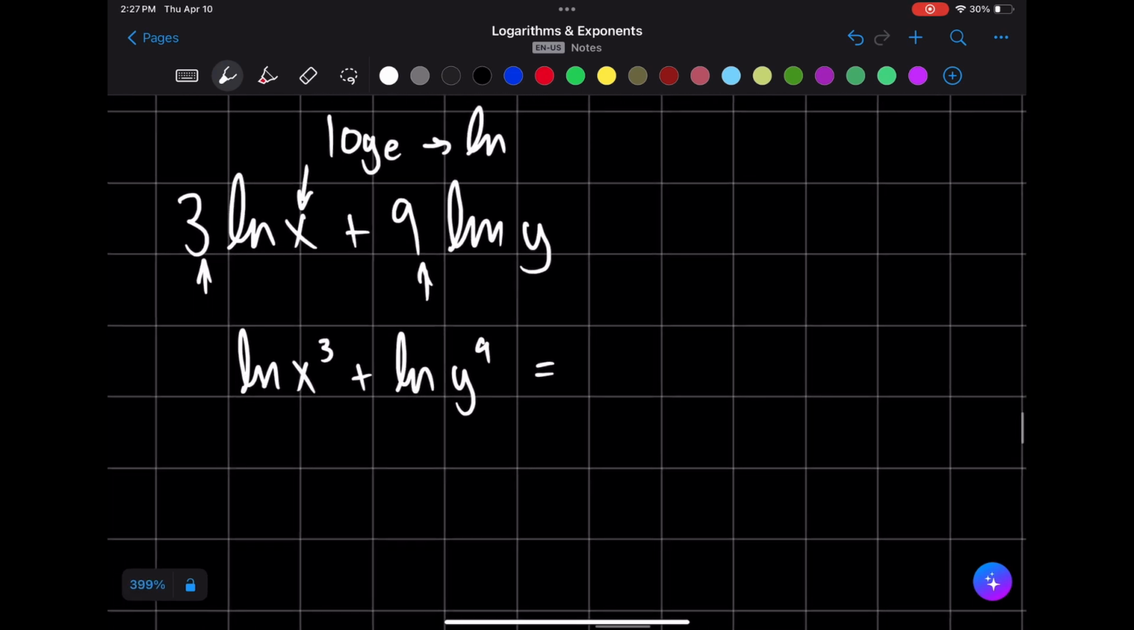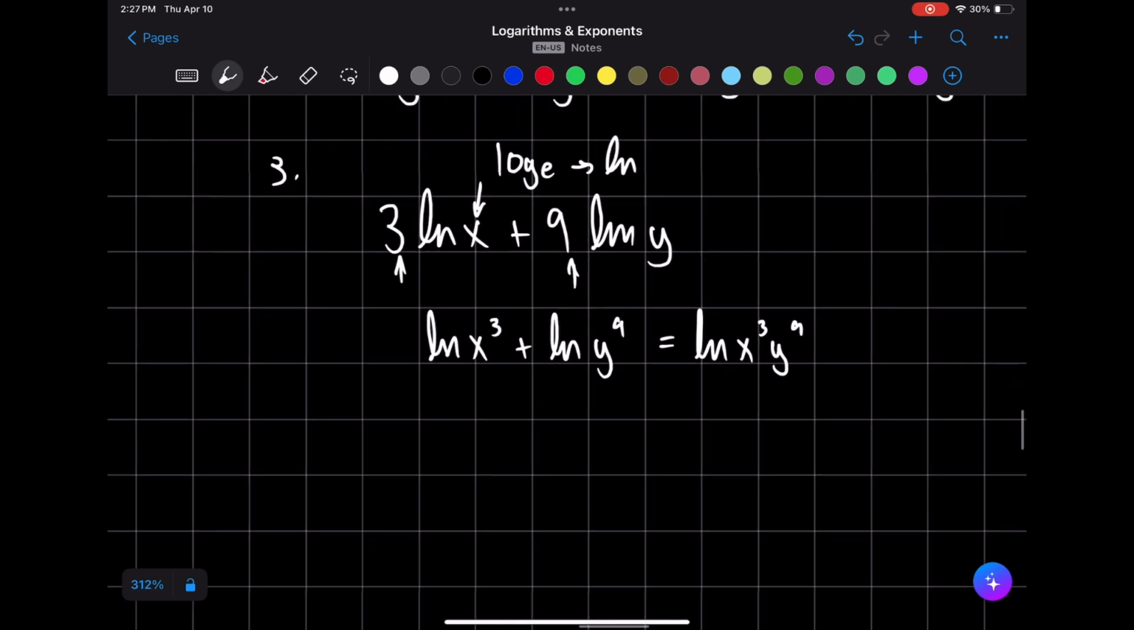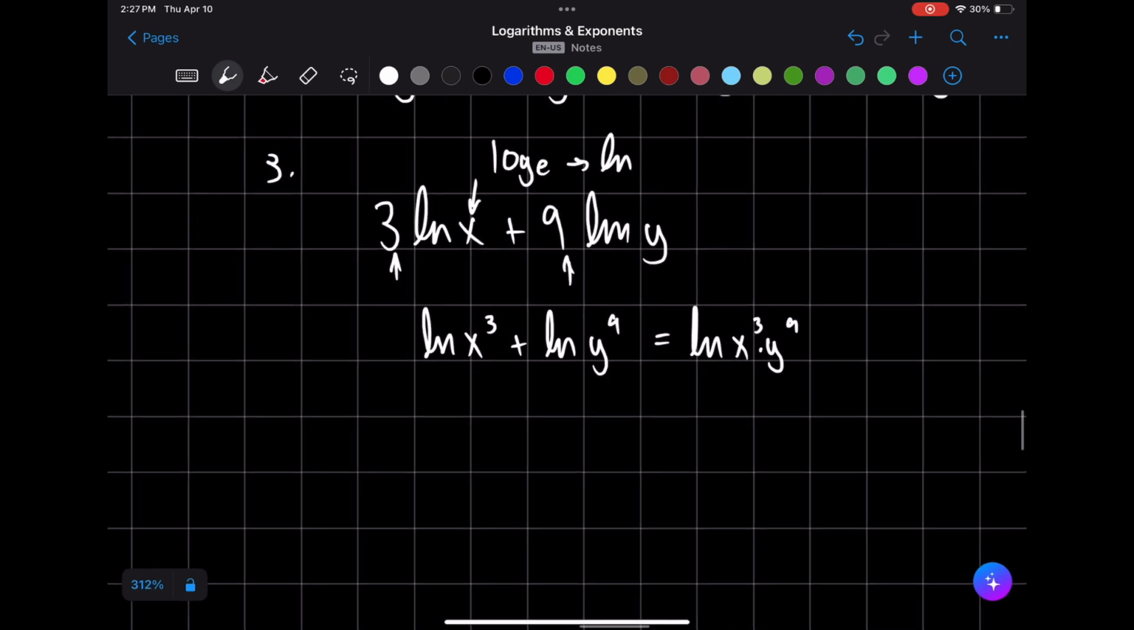Okay, it's the same business. We're just going to look at these two numbers. We're simplifying it, so it's just one natural log, and we're adding, so it's going to be multiplication. We're just going to multiply the two things together, just put them right next to each other, like there's a multiplication sign in there. So that's for condensing.